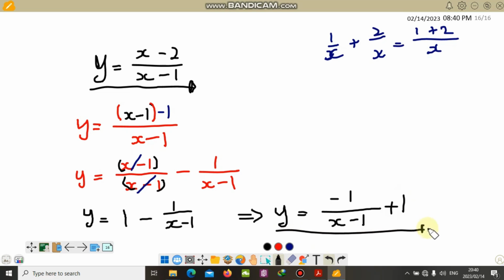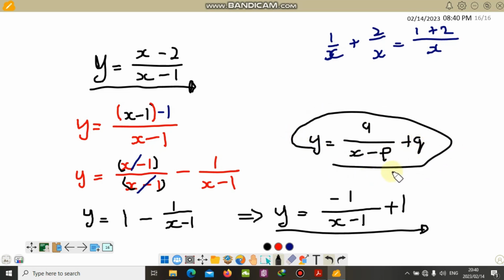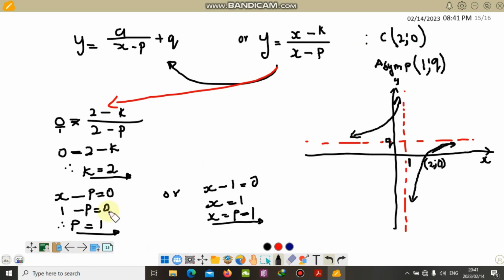So now I have it in the standard form, because this is the same as y equals a over x minus p, plus q. So you can see this is this. So we wrote it in the standard form. This is p, this is q, this is a. So that is what we did there. We moved from here to here.